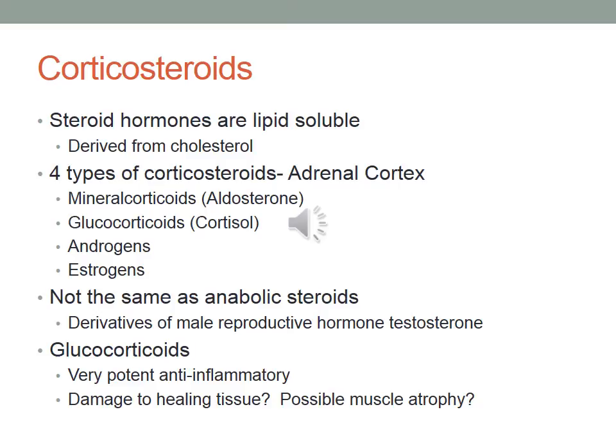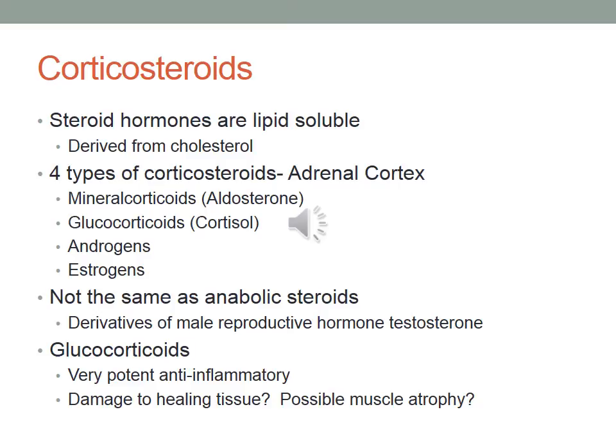So this takes us into our other anti-inflammatory medications. We're going to look at corticosteroids. All your steroid hormones are lipid-soluble and they come from cholesterol. Now there are 4 types of corticosteroids. Again, we're going to be focusing on a specific type of corticosteroid. Anytime people say they're on steroids, they automatically think they're on anabolic steroids. This is not the same thing.